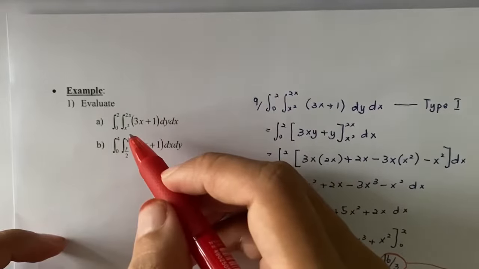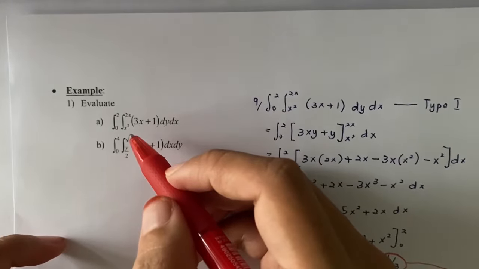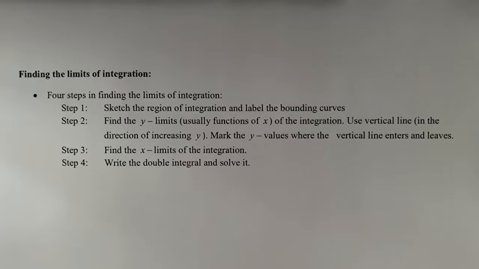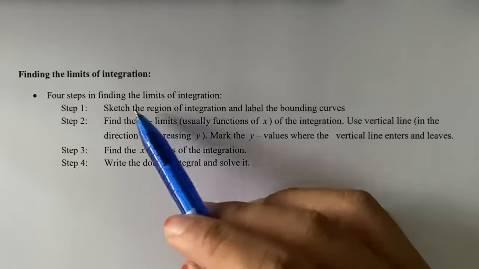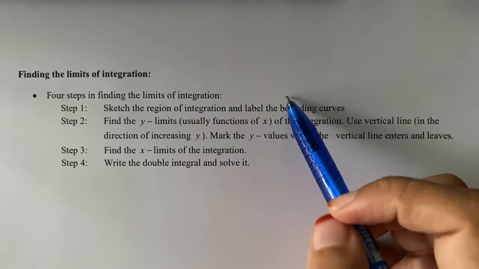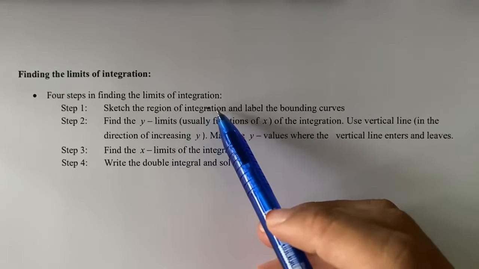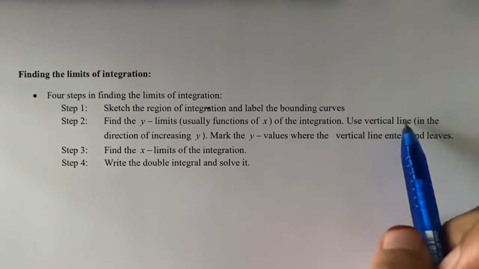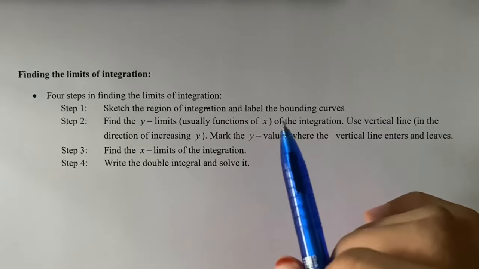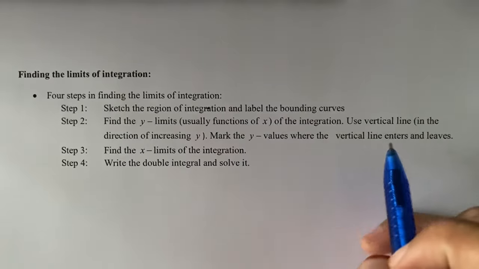After this, we will look at how we find the limit and then reverse the order of the integration. There are 4 steps in finding the limits of integration. The first step is to sketch the region of integration and label the bounding curve. Because in step 2, we will find the y limit from the region you sketch in step 1. Basically, y limits we find using the vertical lines. This is for type 1 region. Mark the y values where the vertical line enters and leaves.